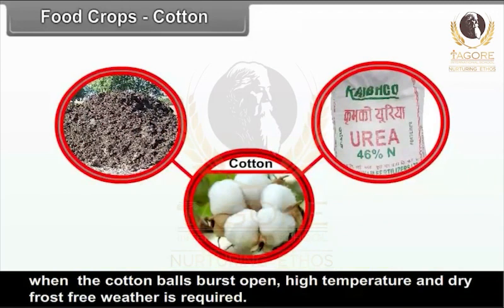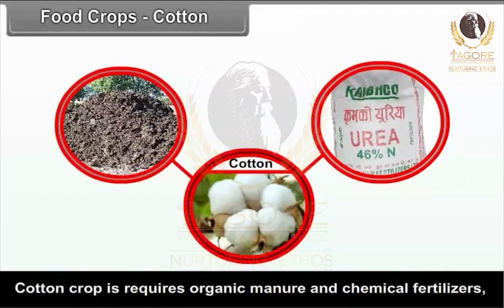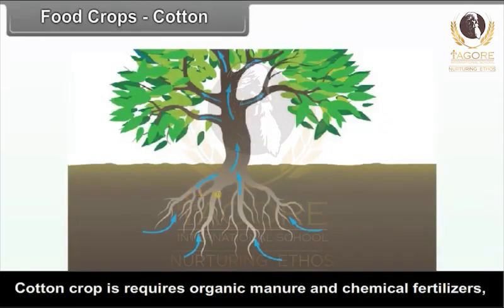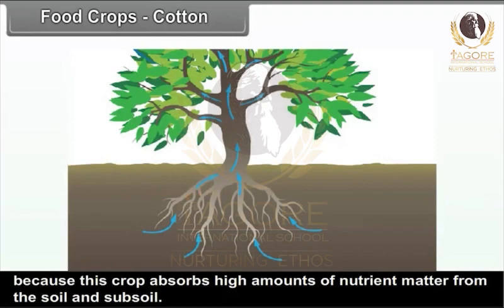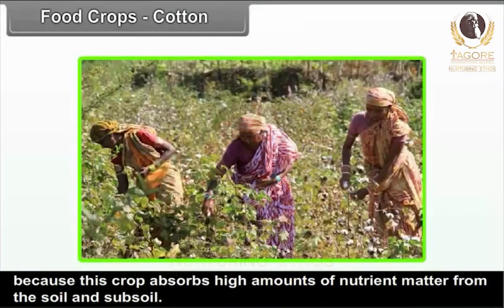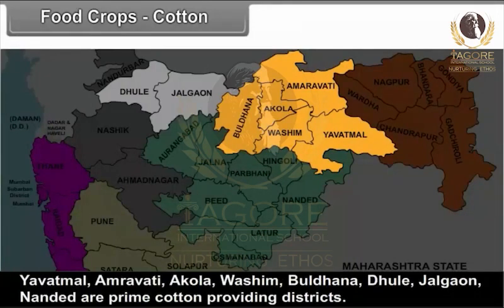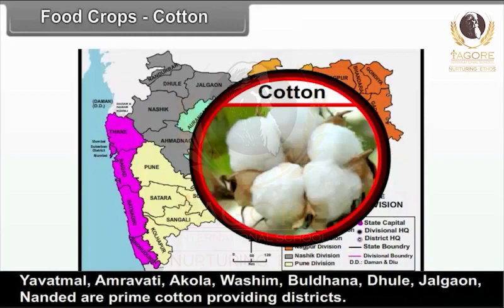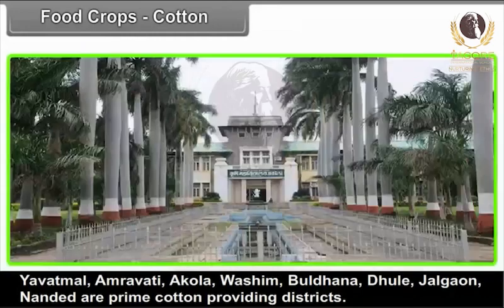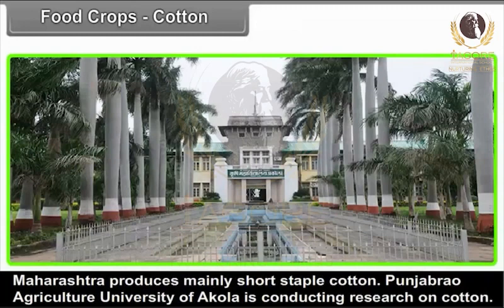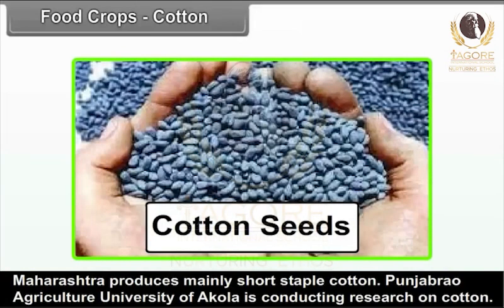Cotton crop requires organic manure and chemical fertilizers because this crop absorbs high amounts of nutrient matter from the soil and subsoil. Plucking of cotton requires large labor force. Yavatmal, Amravati, Akola, Washim, Buldhana, Dhule, Jalgaon, Nanded are prime cotton providing districts. Maharashtra produces mainly short staple cotton. Punjab Rao Agriculture University of Akola is conducting research on cotton. It has been successful in developing seeds for BT cotton and CAHS 468.